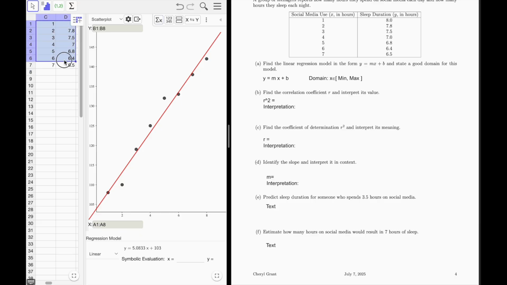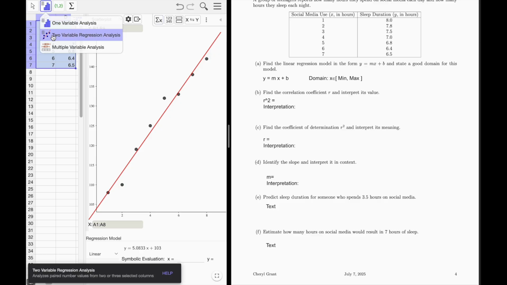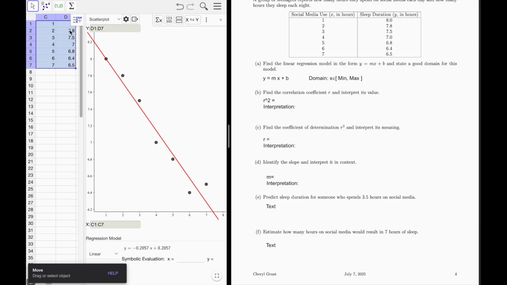So I'm going to highlight my values for my chart. I'm going to choose again the histogram button and use 2 variable analysis. And now I get the new graph and the new equation for this set of data. So if you look down here, we have our line for this question. Our slope is negative 0.2857, and my y-intercept is 8.2857.